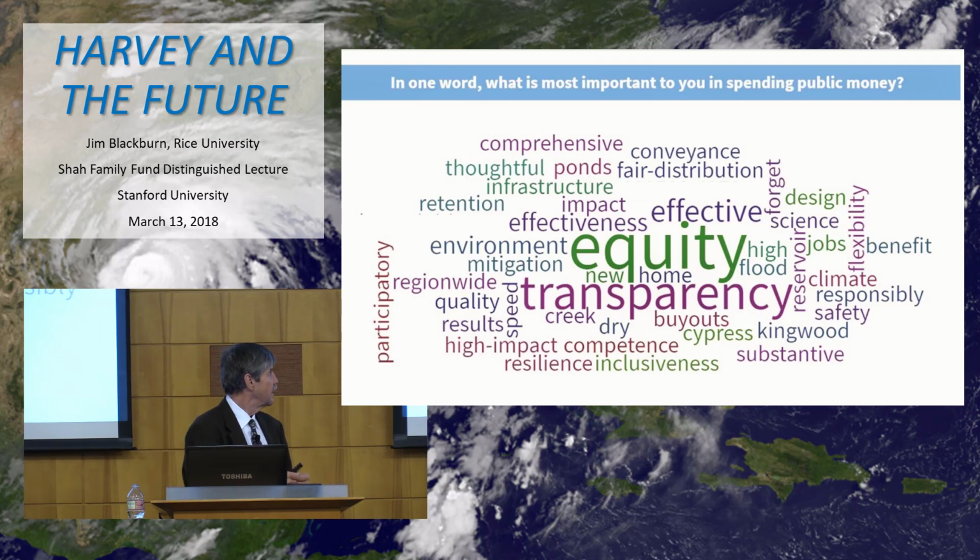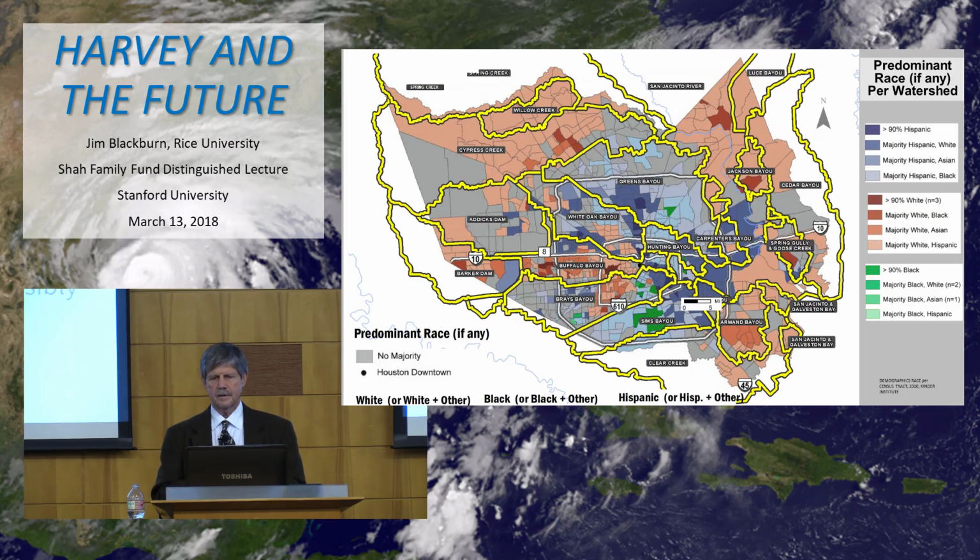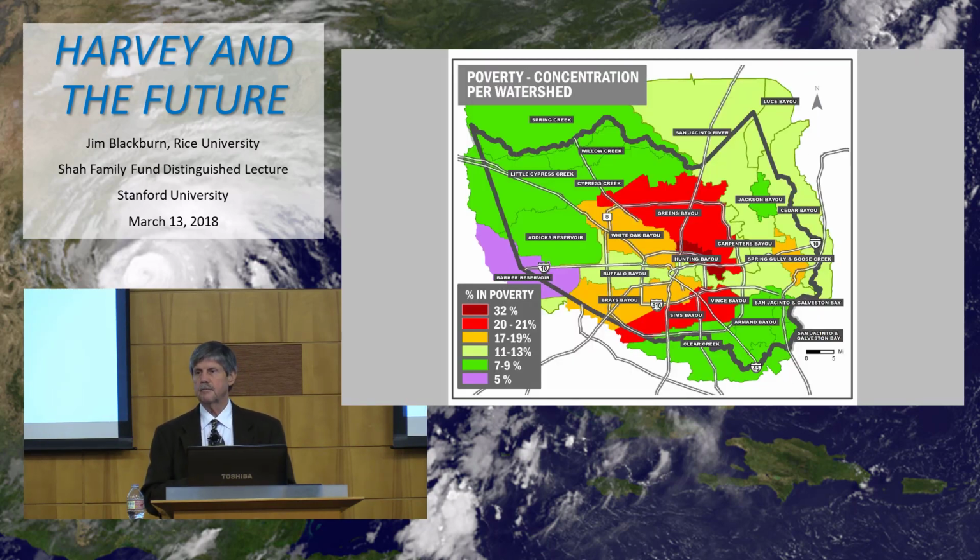Everybody got to text one word to describe the concept they think is most important for the flood future of Houston. Look at those two words that have emerged at the top: equity and transparency. Equity. What are we talking about with equity? What's equity mean in this context? How about the distribution by race within the community? How about the distribution by income of the community?